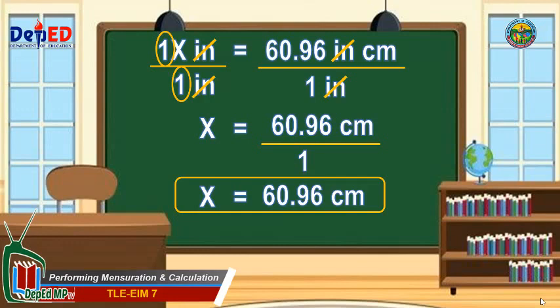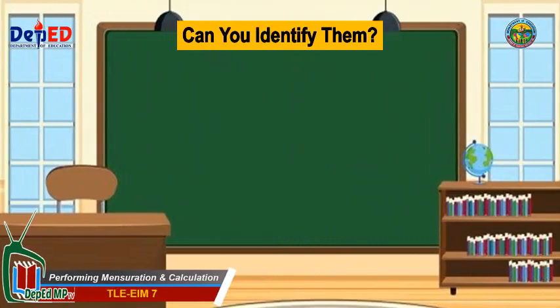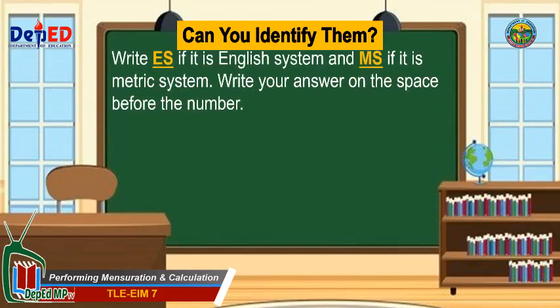Now let's open your module to "How Much Have You Learned" on page 11. The first part of the activity, which is named "Can You Identify Them?", is a drill on units of measurement of the English and the metric system. What you are going to do is to write the letters ES on the blank before the number if the unit on that number belongs to the English system of measurement. But if it belongs to the metric system, you write the letters MS.